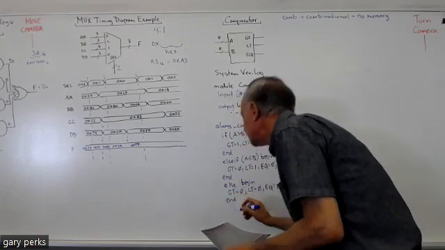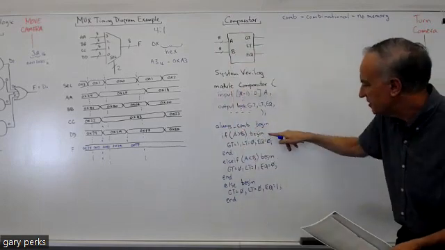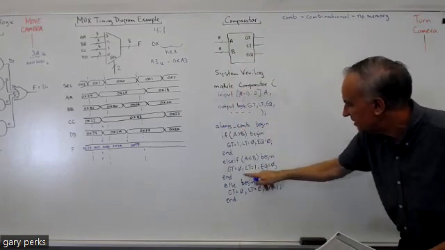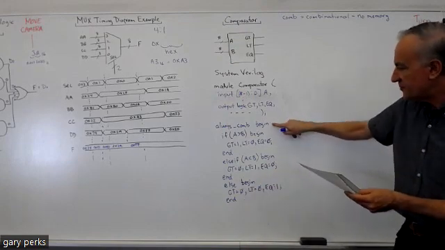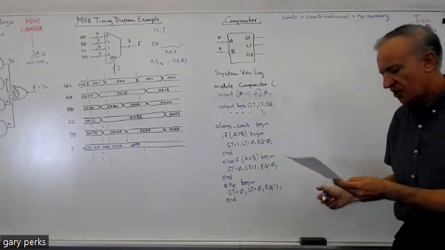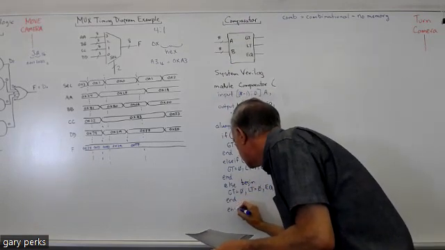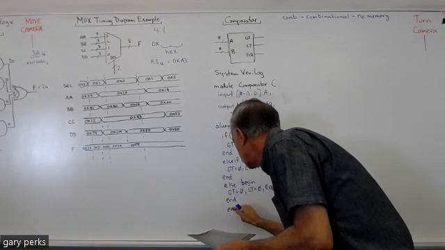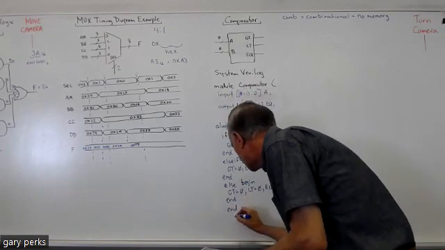So you always have to make sure the begins and the ends match up, right? Like this begin needs an end, this begin needs an end, this begin needs an end, and then this begin needs an end, right? The end always comes. So you need another end here. You need another end, and then you'd have end module.